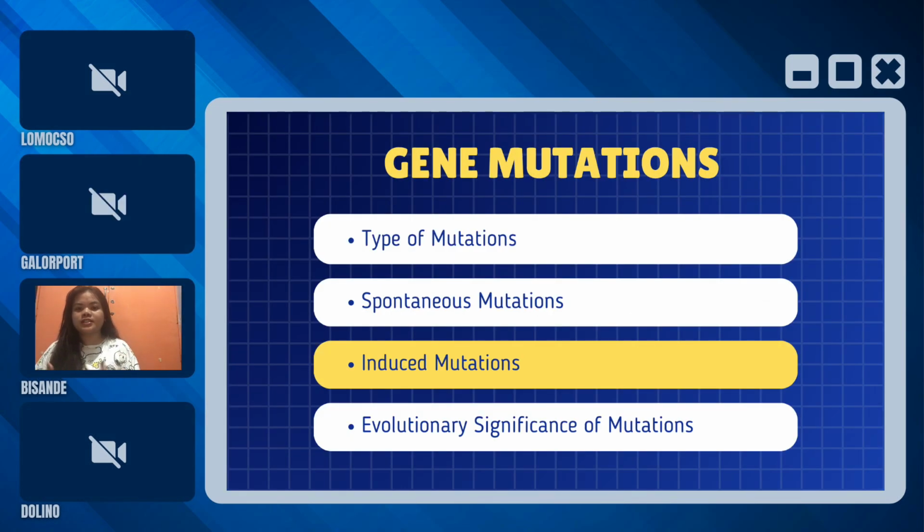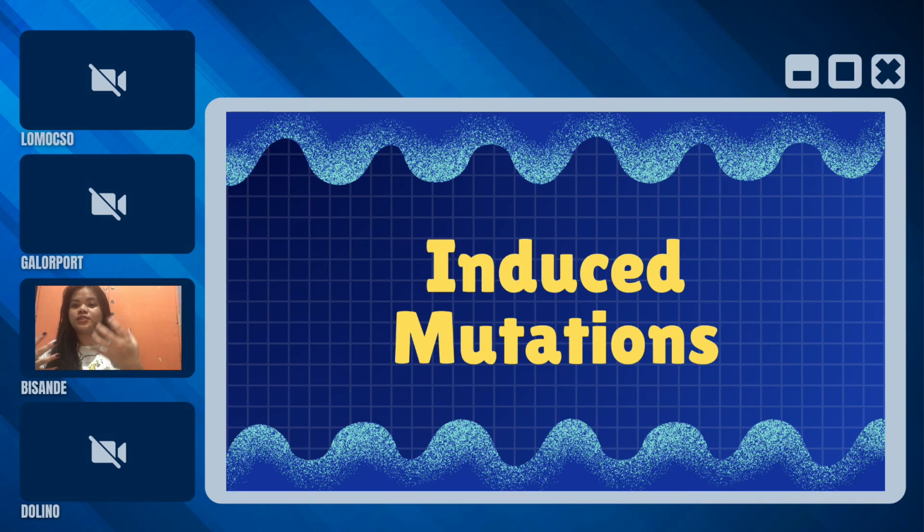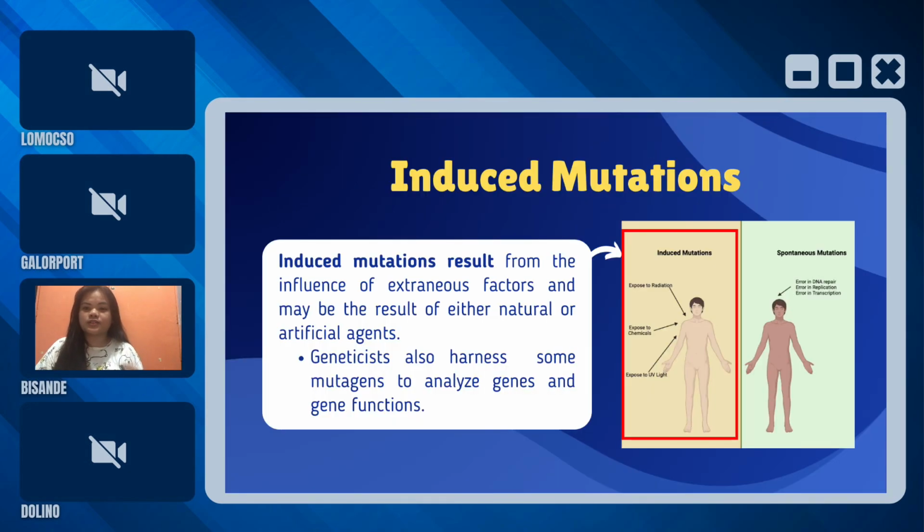So, mutations are changes in the DNA sequence, and this can occur naturally, what we call spontaneous mutations, or can be triggered by external factors known as induced mutations. Induced mutations result from the influence of extraneous factors and may be the result of either natural or artificial agents. Geneticists have also harnessed some mutagens to analyze genes and gene functions. To make it short, induced mutations happen when external agents called mutagens alter the DNA.